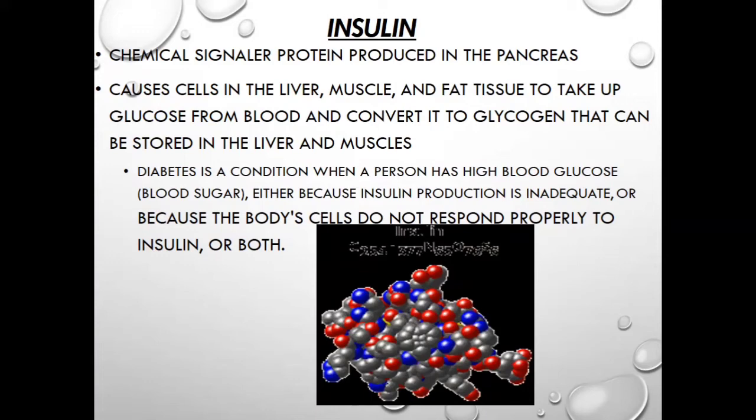kapag mataas yung kanilang blood pressure, take note, yung insulin ang ginagawa niya is, sabi dito, signaler protein produced in the pancreas cause cell in the liver, muscle, and fat tissue to take up glucose from blood. Tinatanggalan niya ng glucose yung blood and convert it into glycogen.